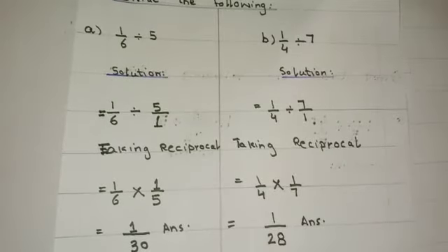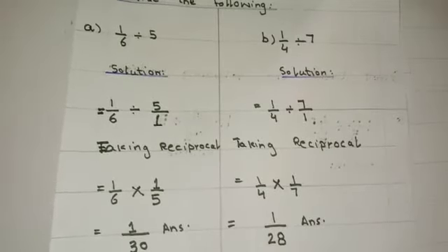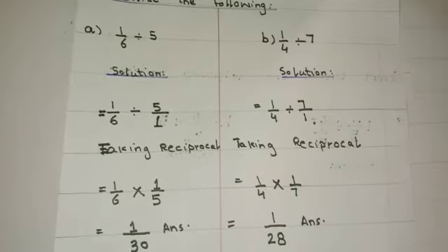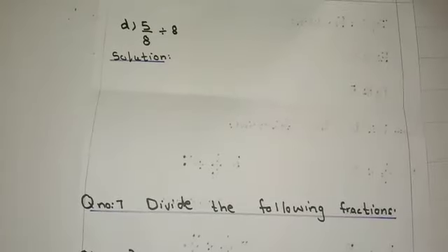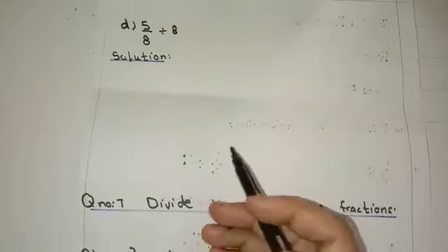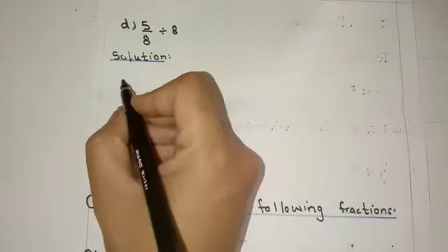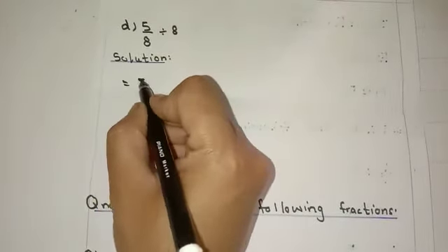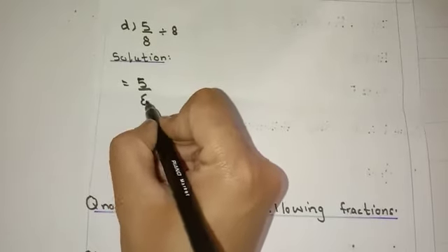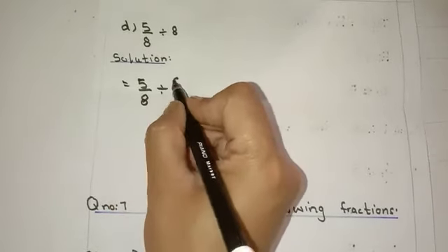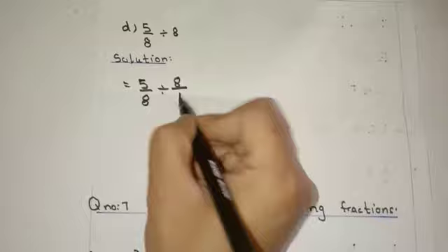Okay students, I am not doing C part. You will do it by yourself. Let's see D part. D part is 5 over 8 divided by 8. So we will write 5 over 8 divided by 8 over 1.